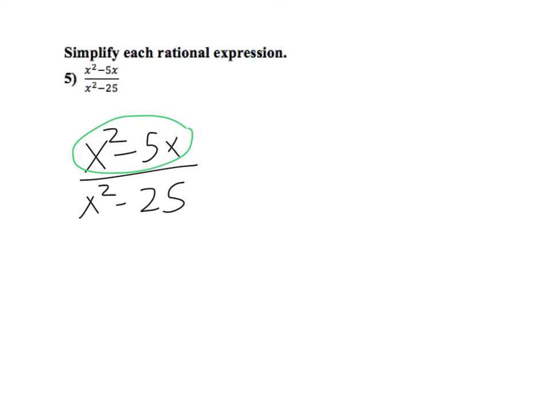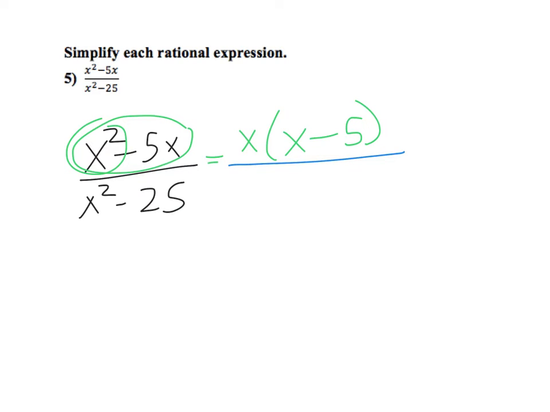Now if I look at that, what can I take out of both my first term and my second term? Well, I notice I have an x squared and a negative 5x, so both of them have an x. So we're going to have x out front, and then we want to divide each of these terms by x. If I divide x squared by x, I just get x. If I divide negative 5x by x, I get negative 5. Then we have to look at the bottom.